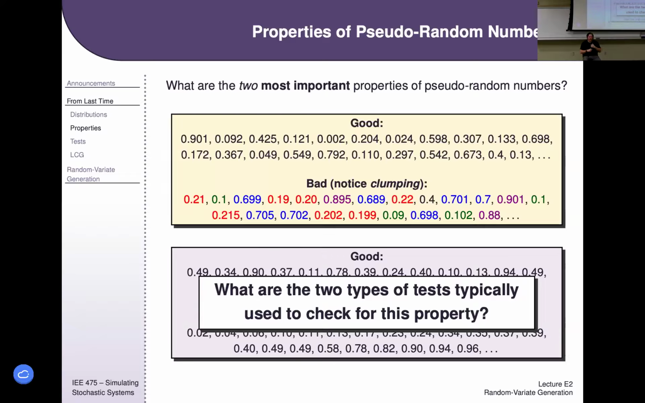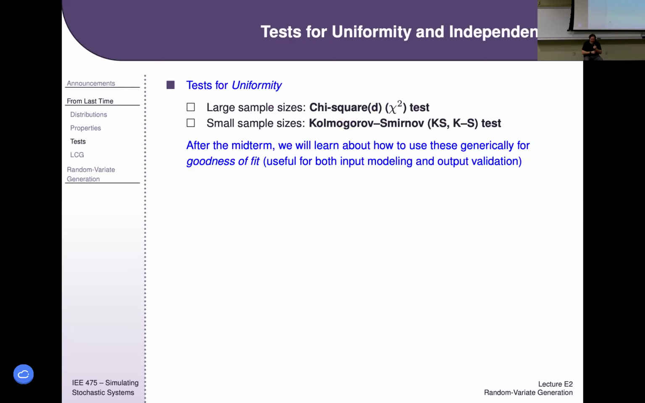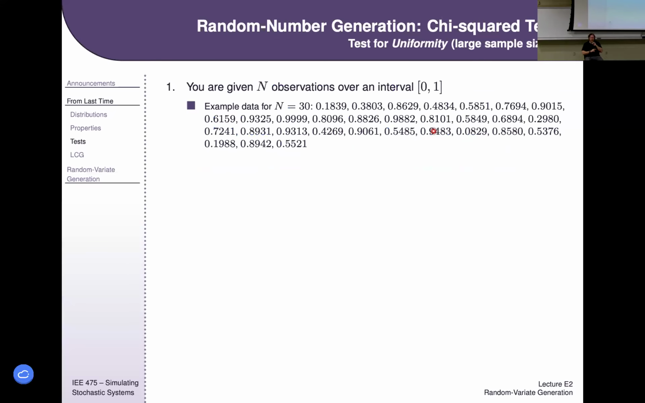Those are two different types of runs tests, so just make sure you learn the right one for this class. I'll only teach you one of them, and I argue I teach the easy one. All right, so let's get to that. For the test for uniformity, we just said the chi-squared test, or the KS test for small sample sizes.